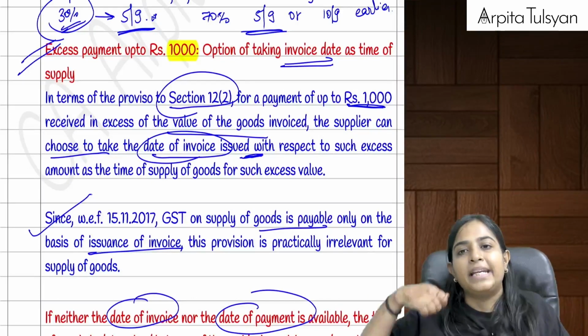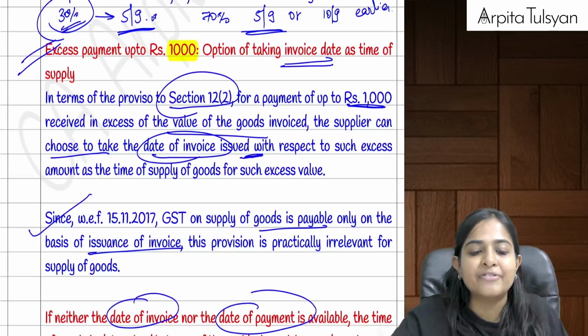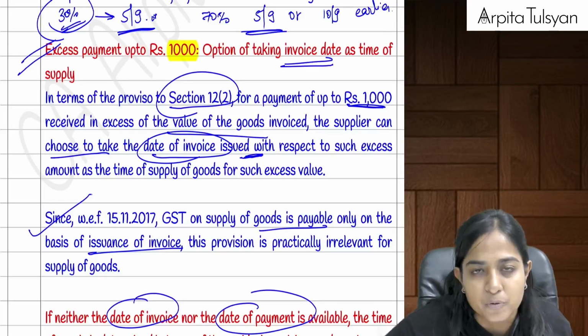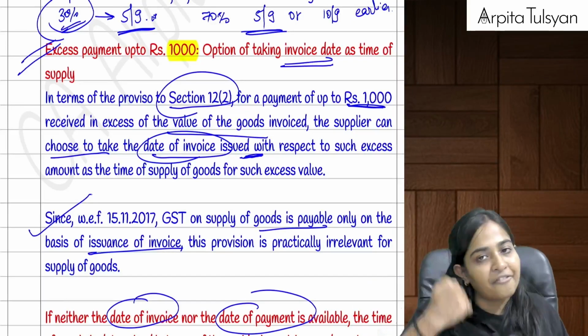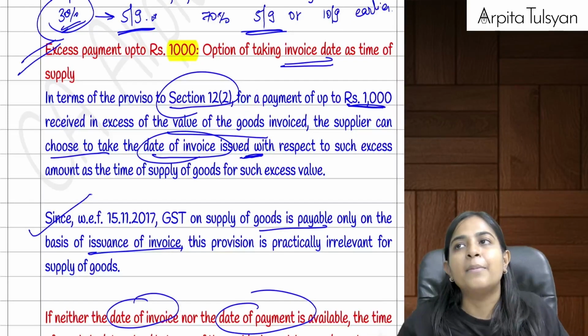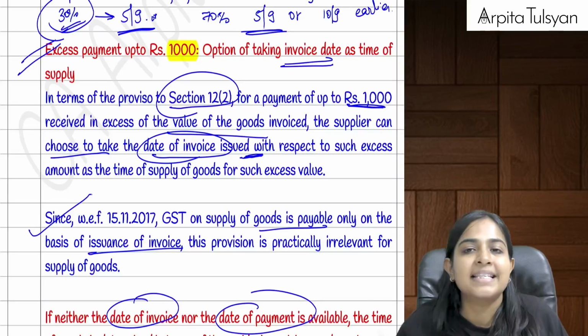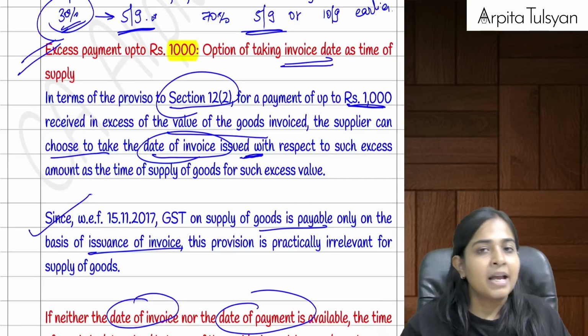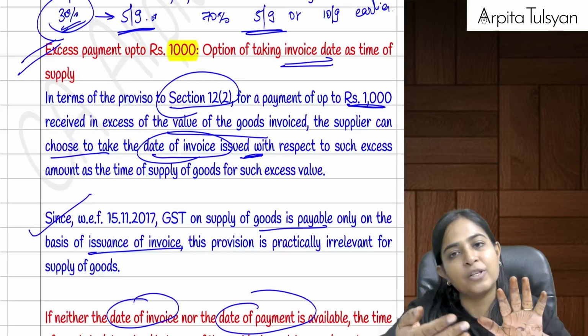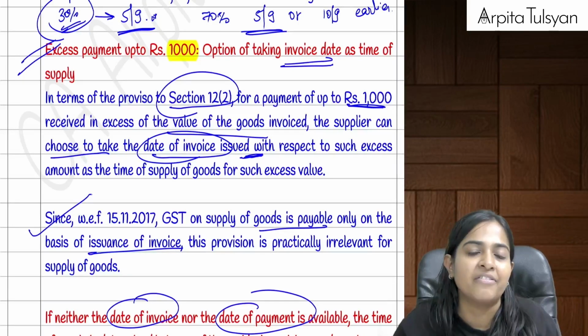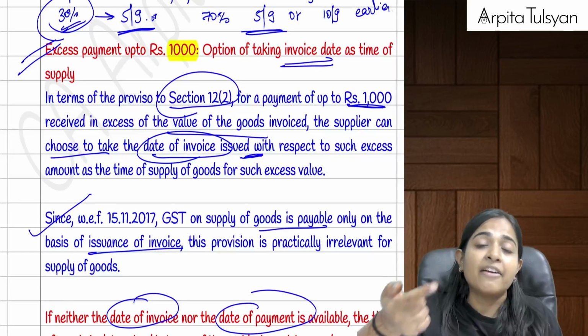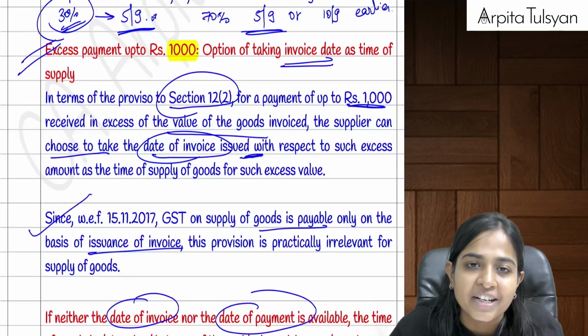Normally, if I have supplied you goods worth ₹5,000, and then after that you have given me the money, let's say ₹5,500. I have supplied you the goods of only 5,000. You have paid me 5,500. Can I say that I have received some excess amount of ₹500 here?